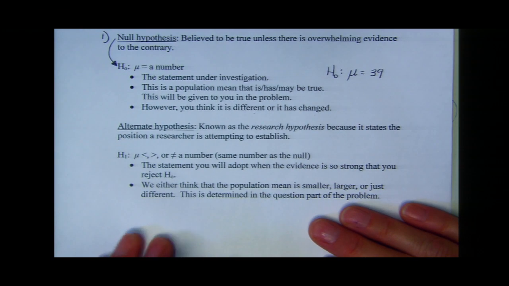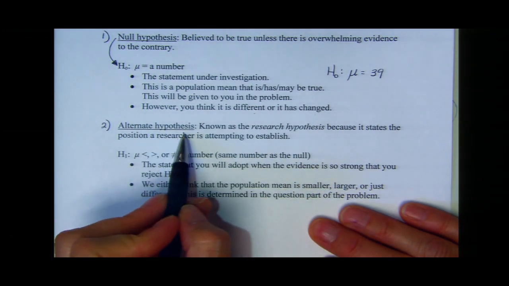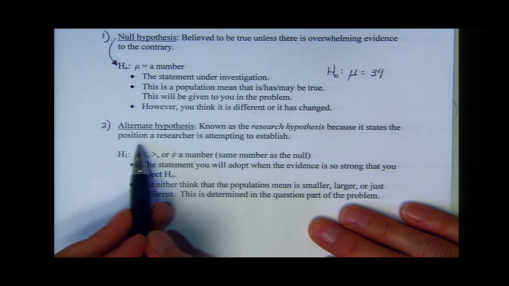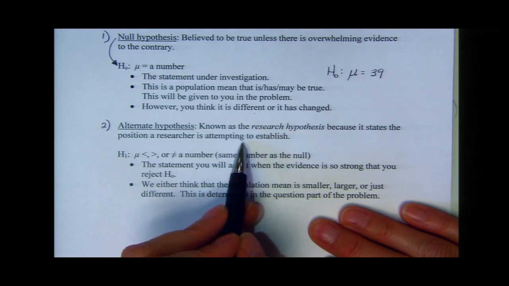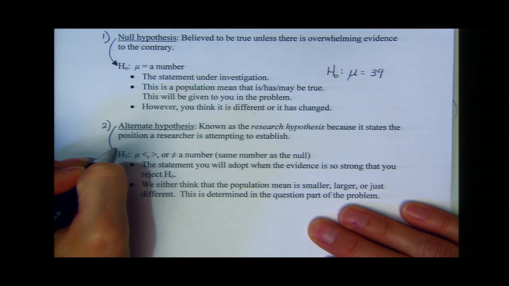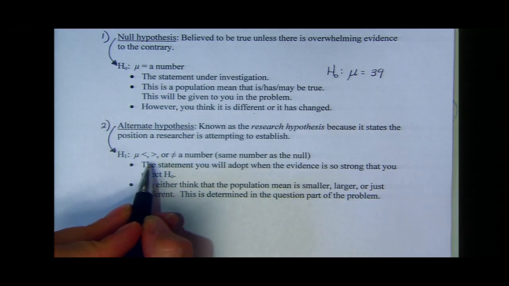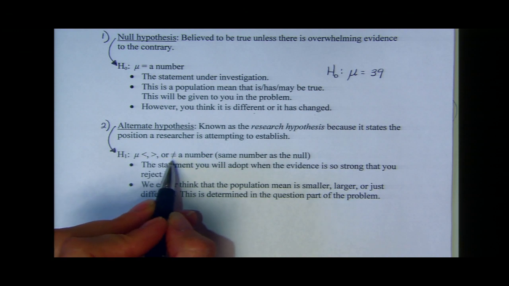So then what we do is we state what is called our alternate hypothesis. And the alternate hypothesis is known as the research hypothesis because it states the position a researcher is attempting to establish. This is what the researcher, the alternate hypothesis, thinks it has changed to. So we use H sub 1, and it is a statement of inequality. It will either be less than, smaller than, greater than, more than, not equal to, different from. That's how that wording would be.